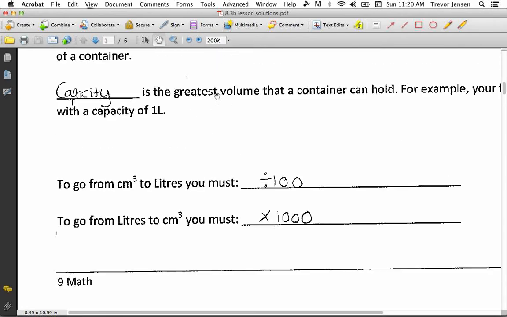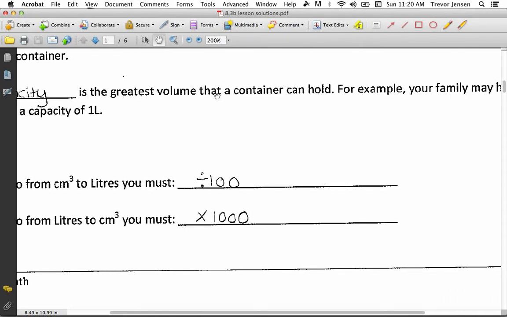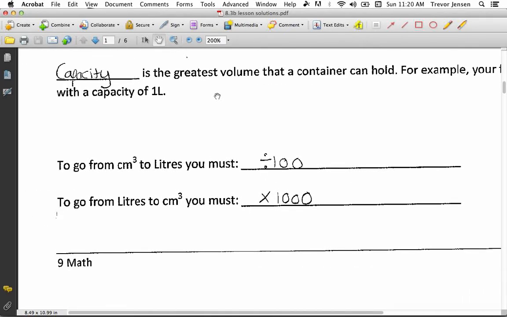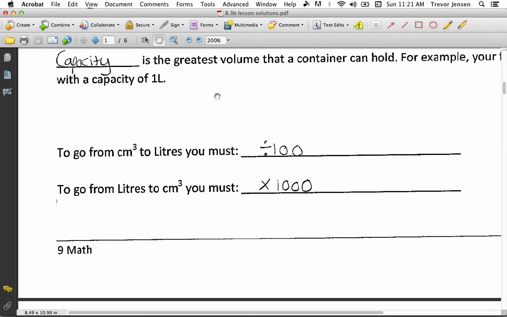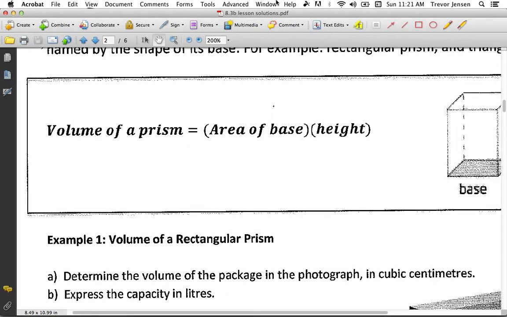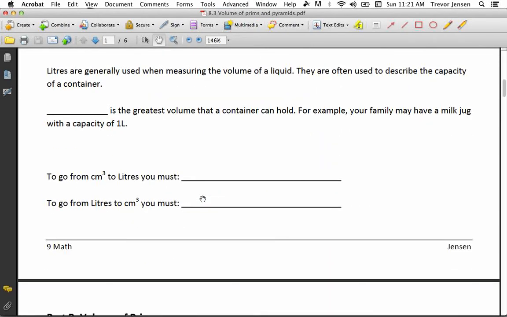I also talk about capacity, which is the greatest volume a container can hold. We also have to know how to go from centimeters cubed to liters. To go from centimeters cubed to liters, we must divide by 1,000. And to go from liters to centimeters cubed, we must multiply by 1,000, because in every liter there are 1,000 centimeters cubed. Vice versa, if you want to go from centimeters cubed to liters, you must divide by 1,000.